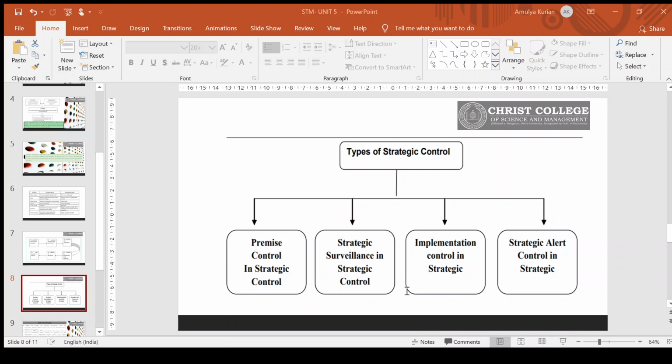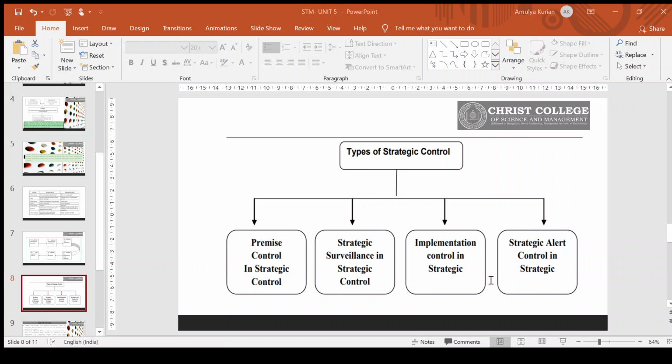Strategic thrust gives relevant information which helps to frame effective strategy decisions and plans. Milestone review is like monitoring at specific intervals, checking how much we have achieved and whether it is as per the plan. Next one is strategic alert.